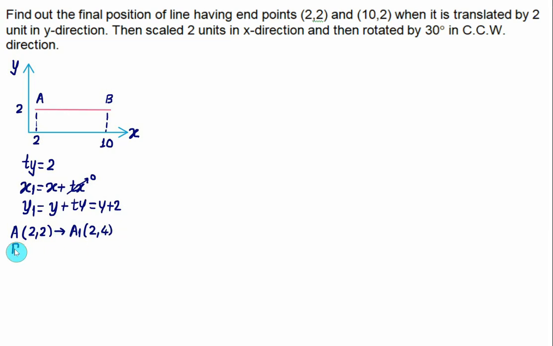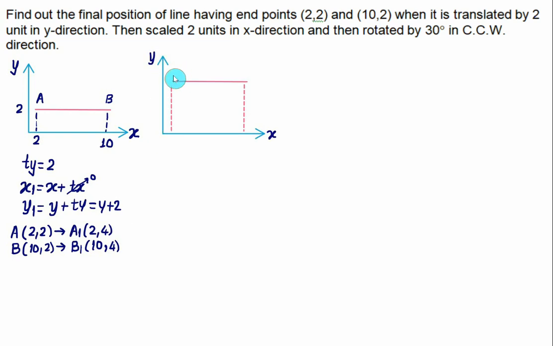And the point B, which has coordinate (10, 2), will become B1. There is no translation in the x direction, so x will remain the same, but y will become 2 plus 2, that is 4. So this line just shifted in an upward direction by 2 units. After translation, A will become A1, B will become B1. We have A1 equal to (2, 4), and B1 becomes (10, 4).